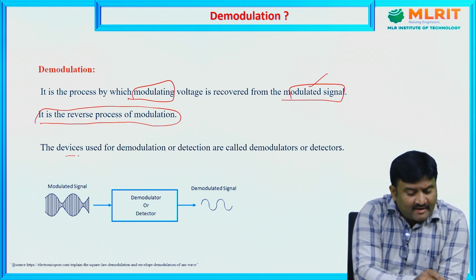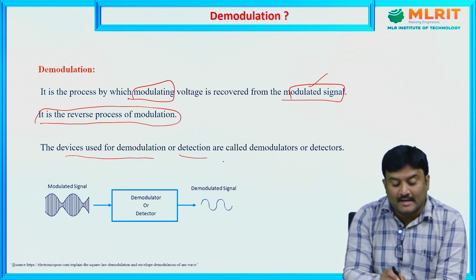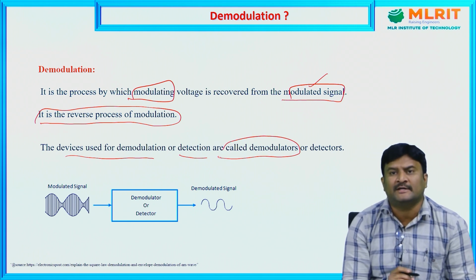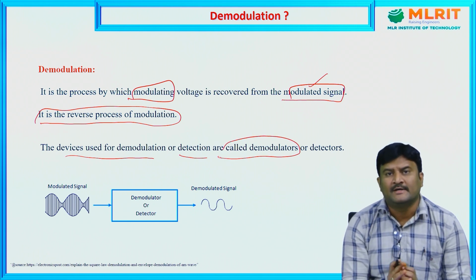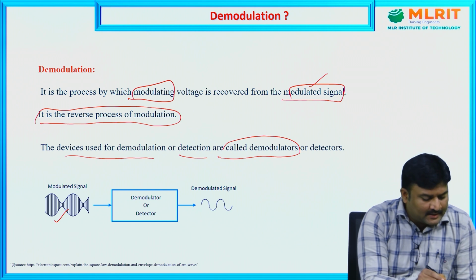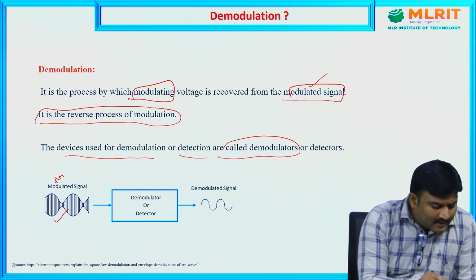The device used for demodulation or detection is called a demodulator or detector. Detector and demodulator have the same meaning. Then simply, here this is the modulated signal, nothing but the AM modulated signal. You know very well, this internal line should be the carrier signal. These carrier amplitudes are varying with respect to the message signal amplitudes.